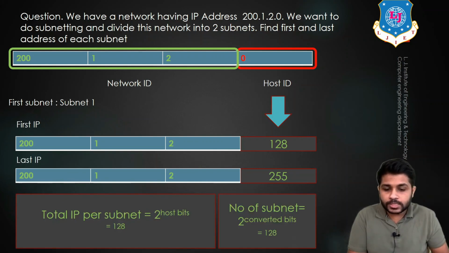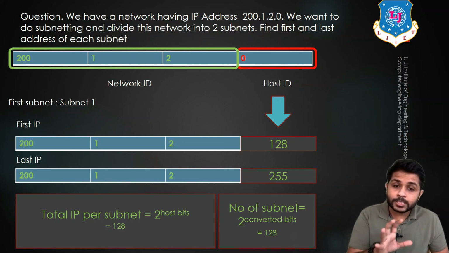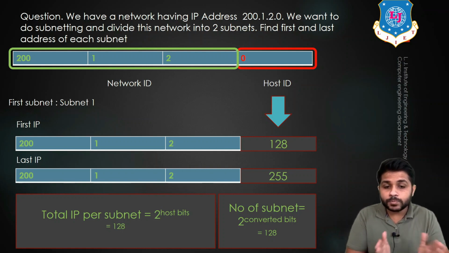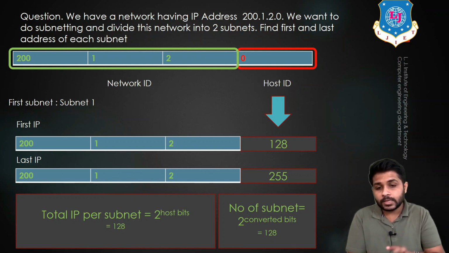Now we can find the total number of IP addresses per subnet as well as the number of subnets. We have just discussed that to find the number of subnets, we have to use the equation 2 raised to converted bits. So if converted bits are 3, we will get 2 raised to 3, 8 subnets. Right now, we have converted only 1 bit because the needed subnet was 2. You can also find the number of IP addresses per subnet. So the remaining host bits were 7 in this case. So 2 raised to 7 will be 128 IP addresses in one subnet.